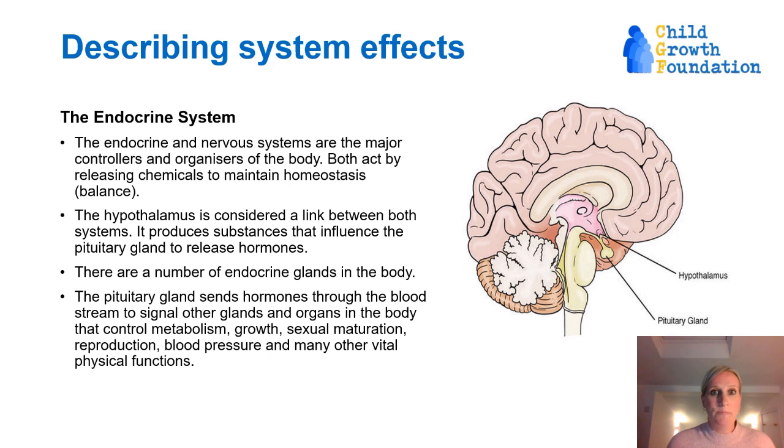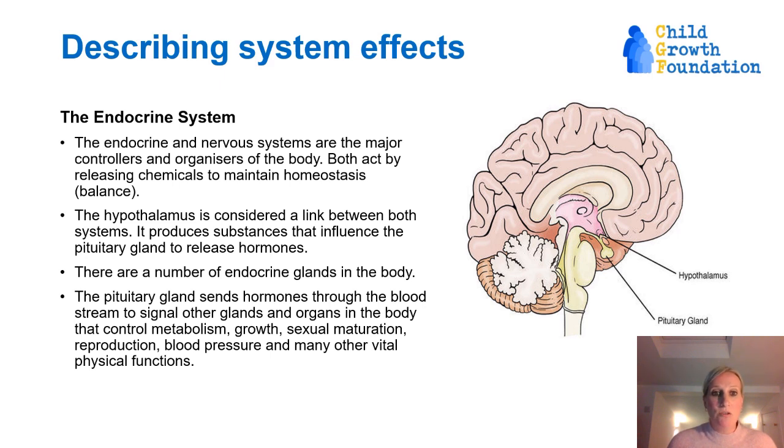The hypothalamus is at the base of the brain above the pituitary gland, and it is about the size of an almond. It plays a crucial role in hormone production, and it's considered a link between both systems, both the endocrine and nervous system, and it produces substances that influence the pituitary gland to release hormones. The pituitary gland is below the hypothalamus and is the size of a pea or a bean. It's here that the hormones we'll go on to describe are produced.